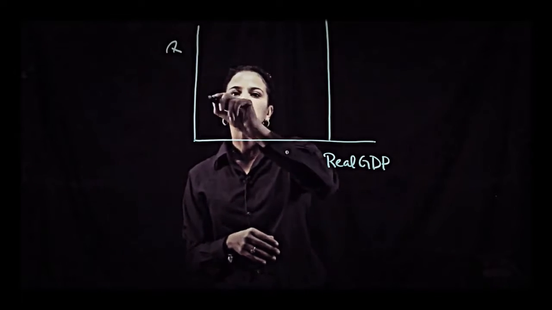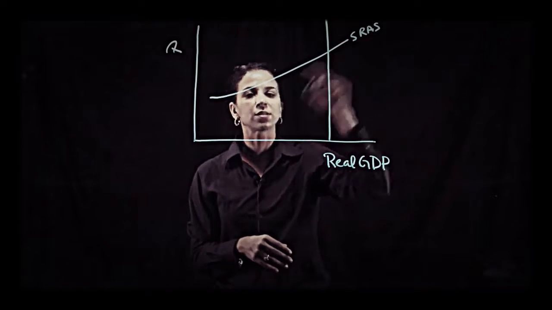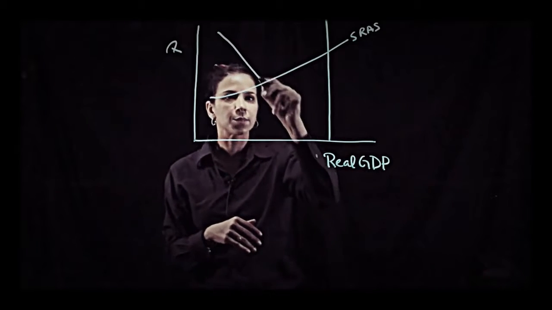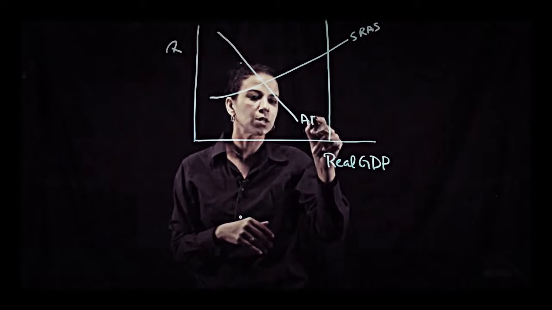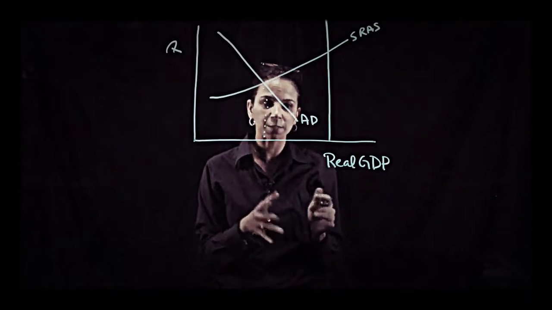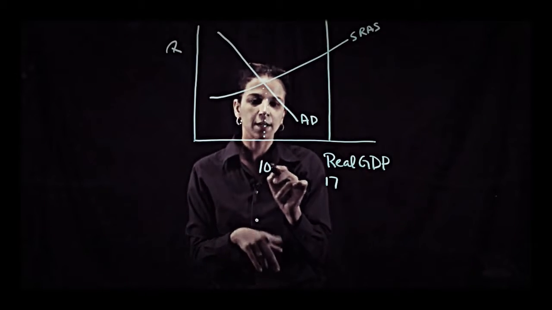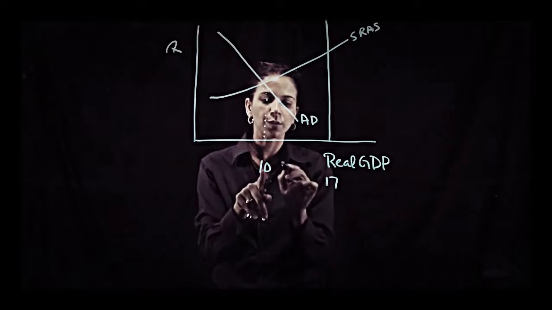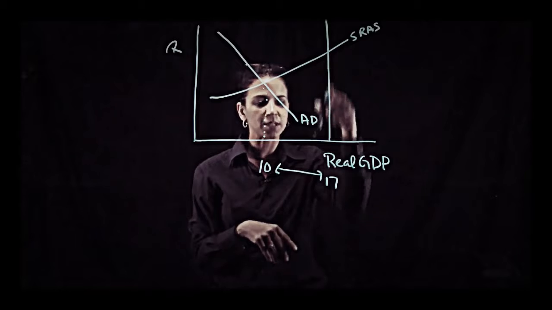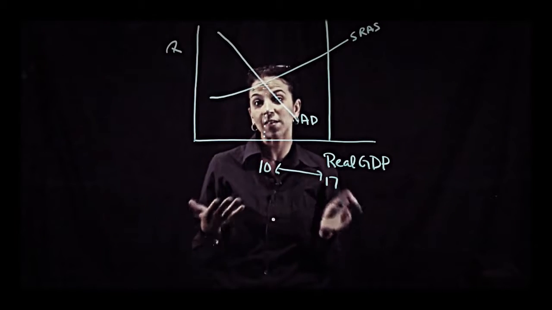We have our short run aggregate supply curve, which is upward sloping. We said it was upward sloping specifically because it takes time for prices to adjust. And we have our aggregate demand curve, which is downward sloping. So let's say, for example, in this economy, and I'm going to do very simple, let's say this economy can produce 17 units of something. Currently, we're producing 10. So between here, this is what we would call our gap. Because we are currently producing less than our potential, we are in a recessionary gap. If we are in a recessionary gap, we want to expand the economy.